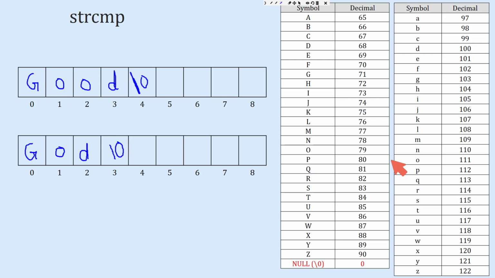So what is the ASCII value of capital G? 71. Here also the ASCII value of G is 71. First, this 71 and this 71 will be compared. It is equal. If it is equal, we will go to the next cell. What is small o? It is 111. Here also it is 111. It is equal.